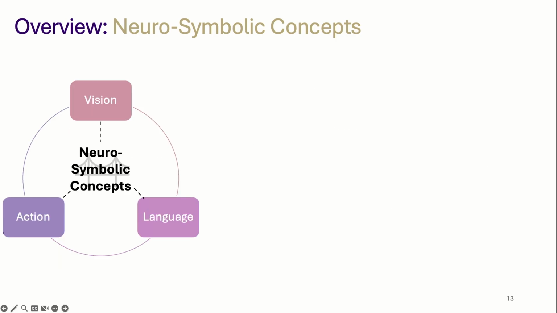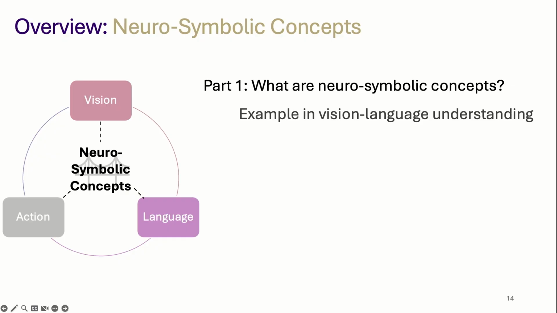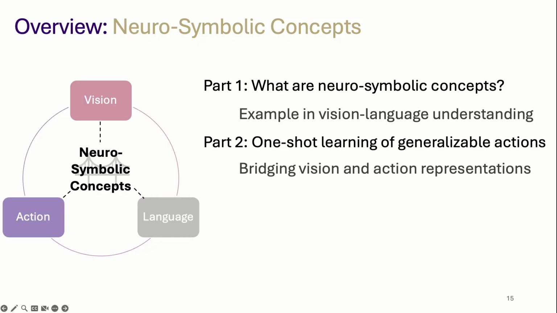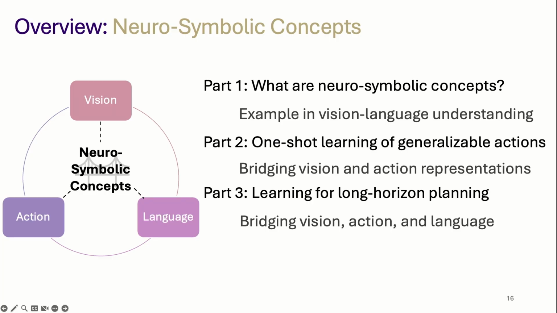Here's the overview of today's talk. I'm going to start with, what do I mean? What is a neurosymbolic concept? I'm going to give you some examples in vision language understanding. And then I'm going to talk about one-shot learning of generalizable actions. And then finally, I'm going to talk about learning for long horizon plans, which is really an area that bridges vision, action, and language representations.